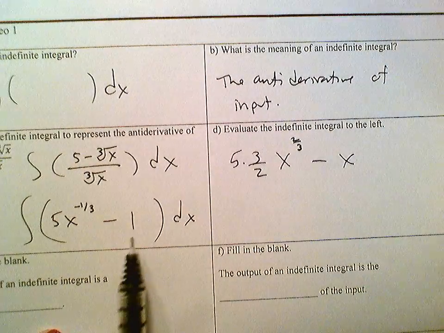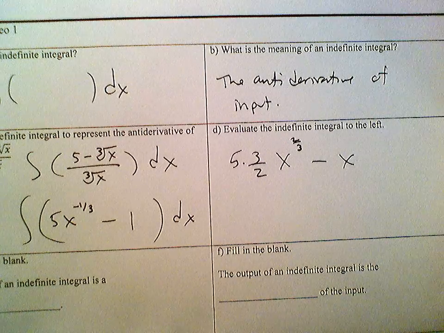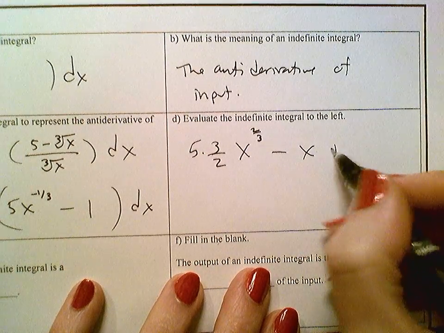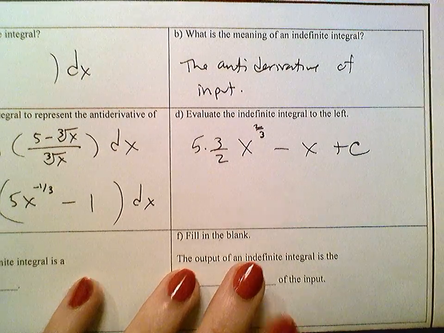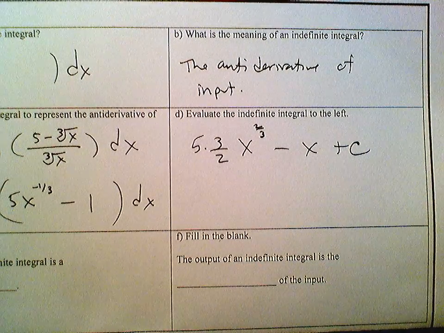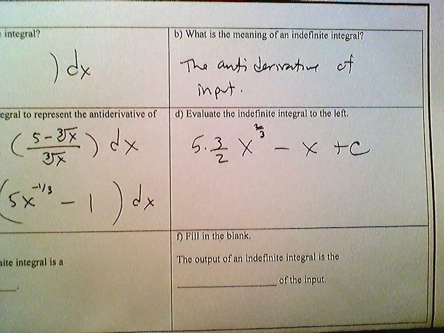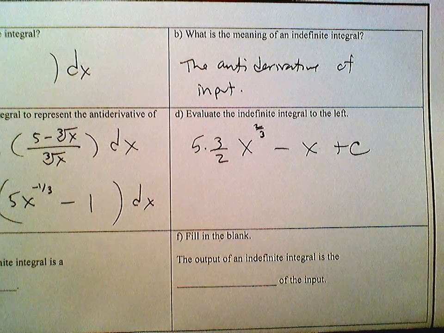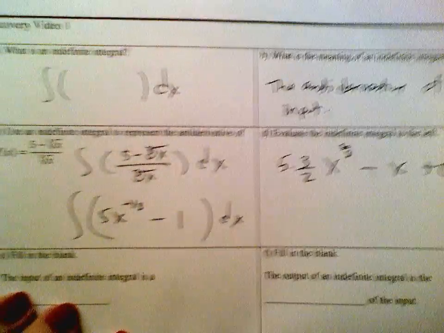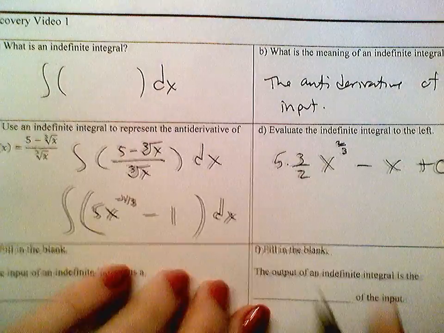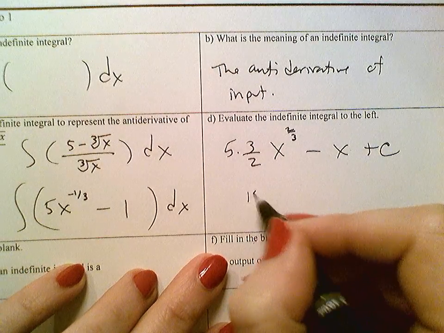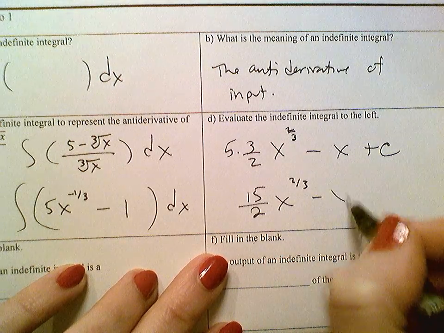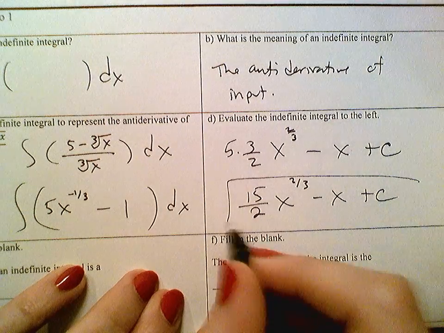Okay, so the antiderivative of 1 is just whatever variable you're working with, so x in this case. And then plus c. Guys, we just say the antiderivative, we don't say the antiderivative family, but when you're finding the antiderivative, you're actually finding a family of functions, all of whose derivative is the same, which would be this function here. Okay, so this is 15 over 2 x to the 2/3 minus x plus c.